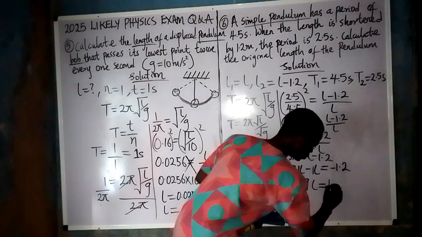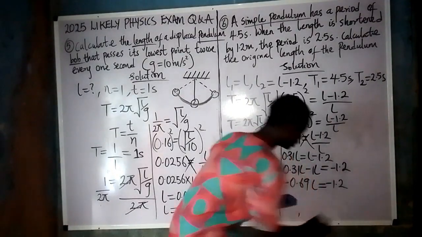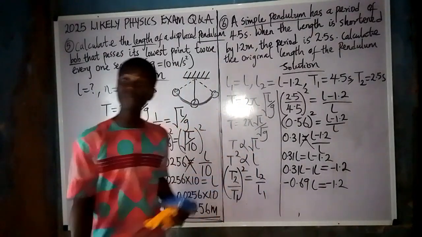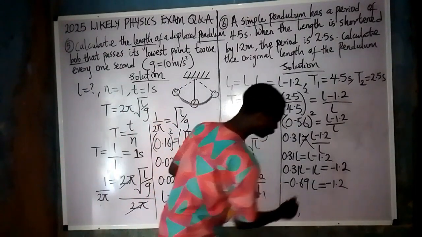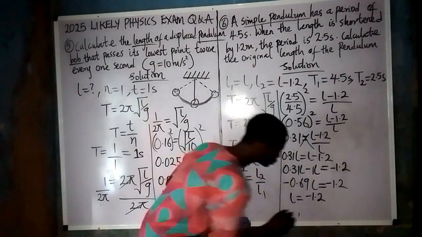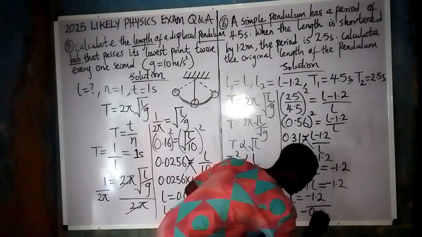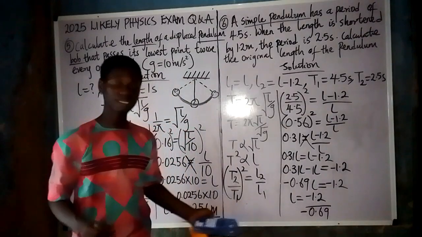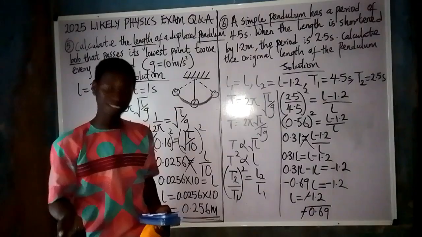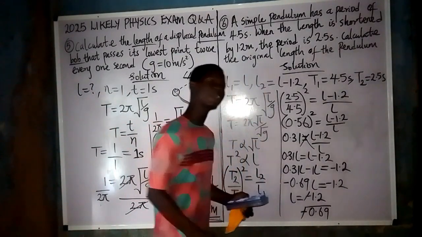It will now be equal to what? Negative 1.2. Now what do we do? Divide both sides by everything in front of L, because it's L we are looking for. If you divide both sides by everything in front of L, L will now be equal to what? Negative 1.2 over what was in front of L, minus 0.69. Are you seeing that? Now watch out. Minus will cancel minus based on what we know from maths. We now have 1.2 divided by 0.69.